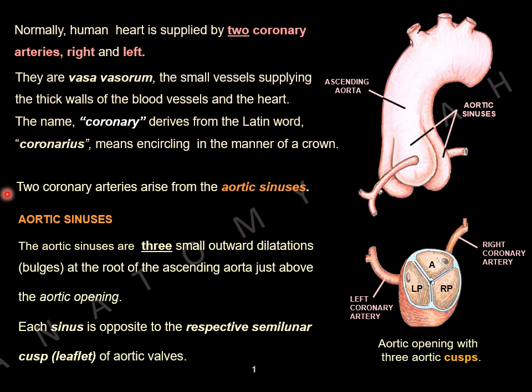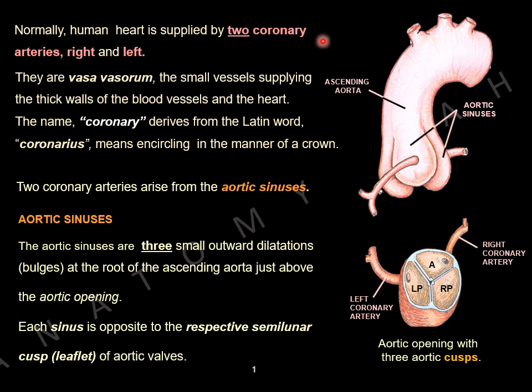What are the aortic sinuses? The aortic sinuses are three small outward dilatations or bulges at the root of the ascending aorta just above the aortic opening. Each sinus is opposite to the respective semilunar cusp, leaflet of aortic valves.